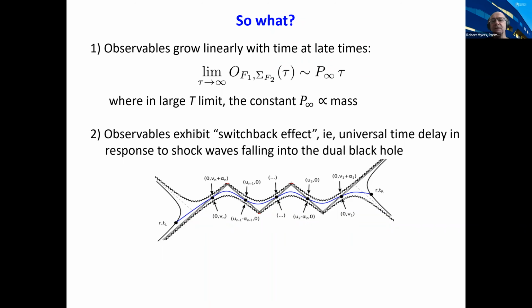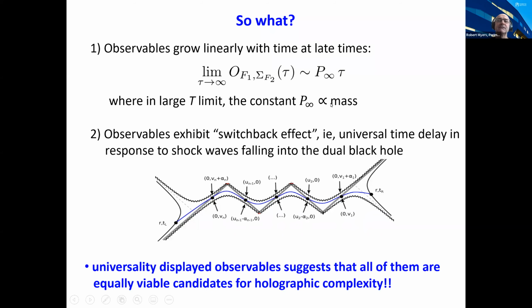That's exactly what we found for these other observables, say for complexity equals volume. And similarly, if you probe the black hole with shock waves falling into it, we find that they also exhibit the switchback effect, these small subtractions of the scrambling time. And so all of these observables, this broad class of observables now, display robust features that we associate with complexity.